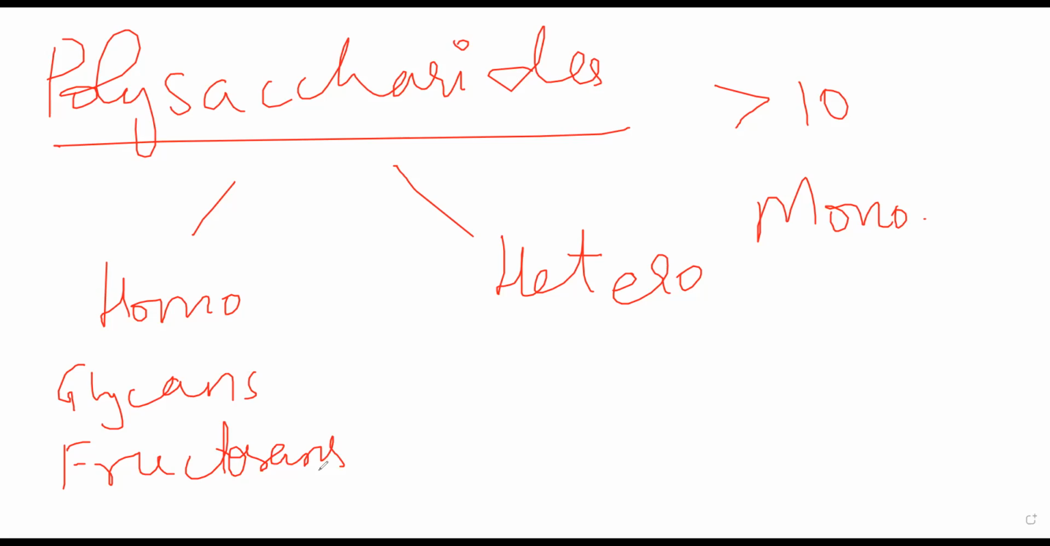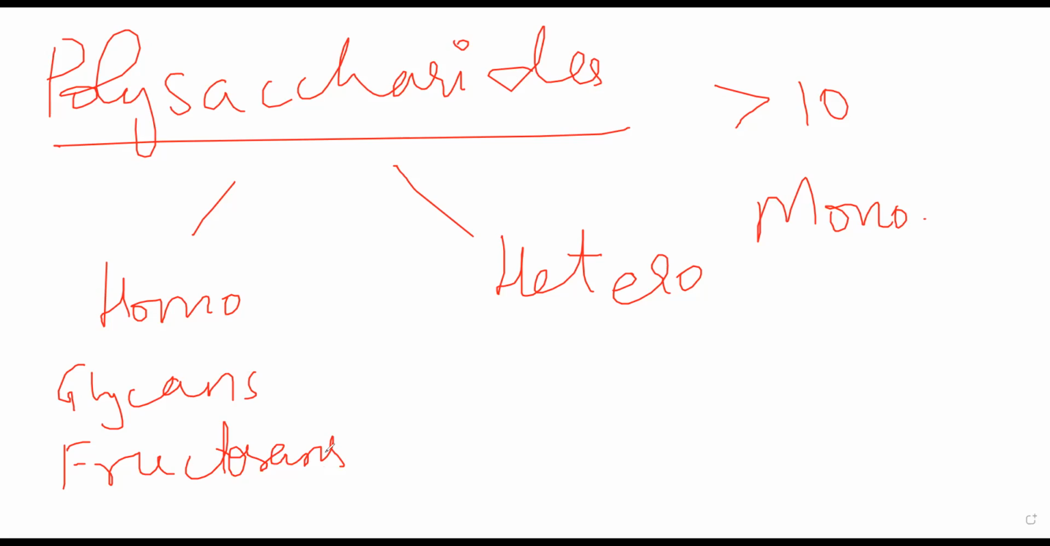ठीक है. Examples for homopolysaccharides will be starch, inulin, glycogen, chitin. All of these are made up of the same unit. ठीक है. Glycogen is also made up of glucose, completely glucose unit attached. Starch है आपके पास, chitin है, so on and so forth.